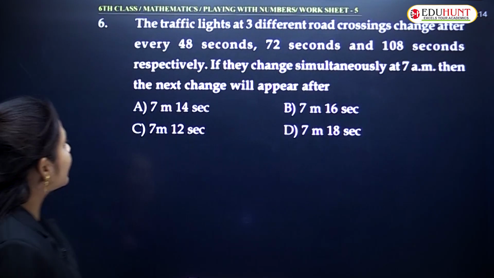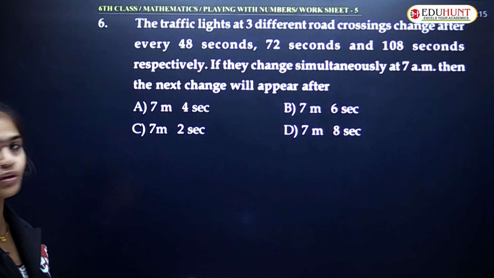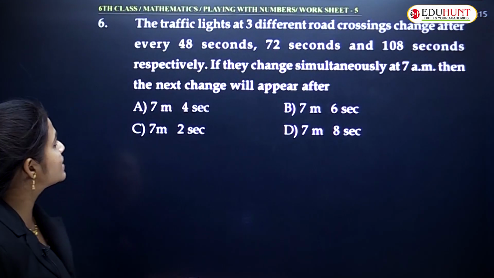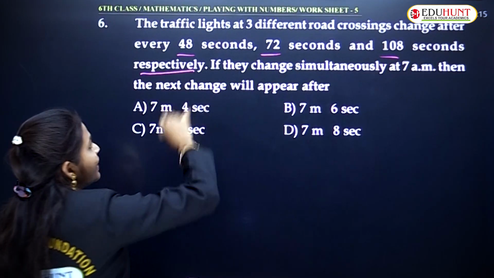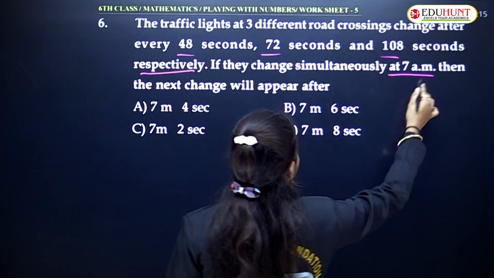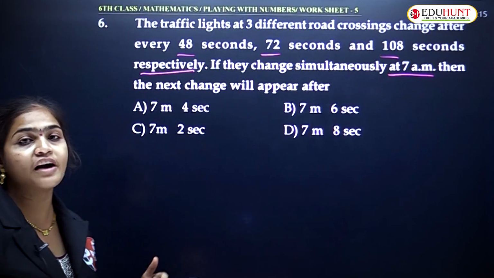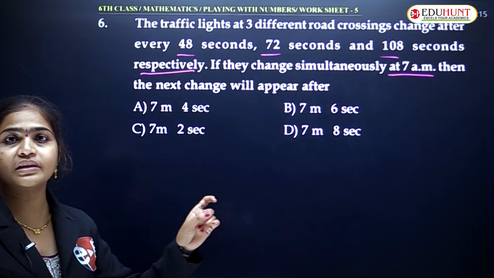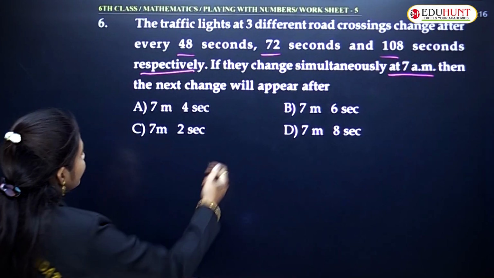Yes, the traffic lights. See here, my next one. The traffic lights at 3 different road crossings change after every 48 seconds, 72 seconds and 108 seconds respectively. If they change simultaneously at 7 a.m., then the next change will appear after what time? For this type of question, you should take the LCM. What do we have to take, ma? The LCM of the given numbers.